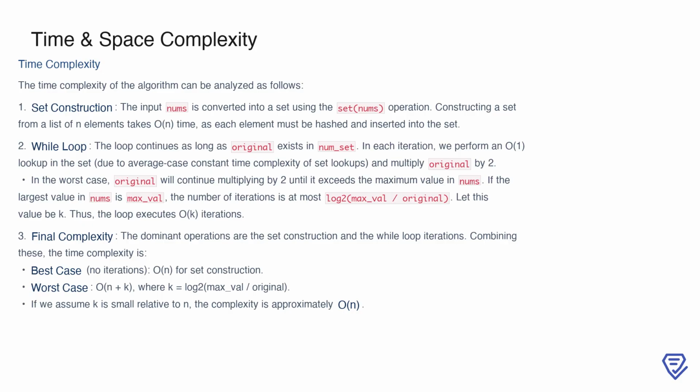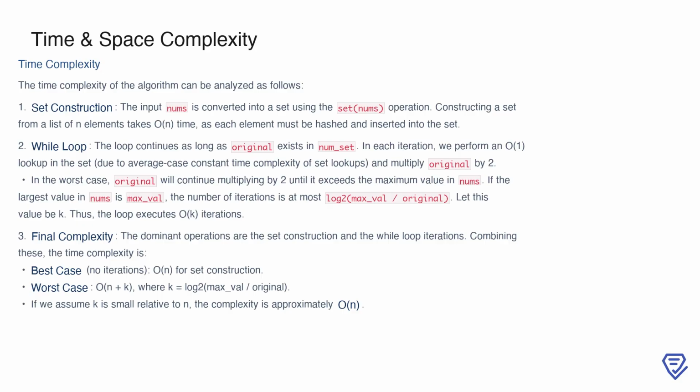Next, we consider the while loop. The loop continues iterating as long as the current value of original exists in the set. Each iteration involves an O(1) lookup in the set, which is efficient due to the average constant time complexity of hash-based operations. Additionally, the value of original is doubled in each iteration. In the worst-case scenario, the loop will repeat until original exceeds the largest value in the input array, which we denote as max_val. The number of iterations required for this doubling is approximately log2(max_val/original), which we can call k. By combining these components, the overall time complexity is determined.